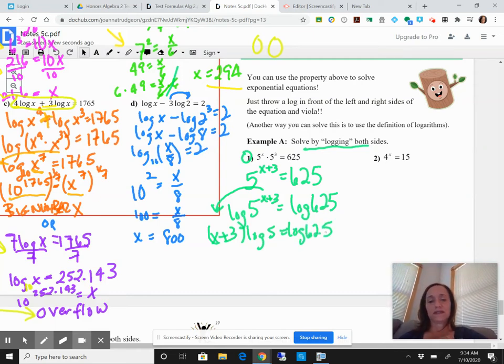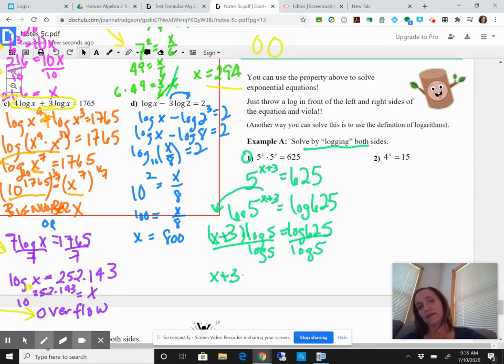Now I want to get the x plus 3 by itself. You could distribute log 5 in here like that, but that just gets really sloppy with decimals quickly. So if you can avoid that, evaluating the log until the very end is better. So I'm going to divide by log 5. I get x plus 3 equals, and then funny enough, log 625 divided by log 5 is equal to 4. Then I can subtract 3.